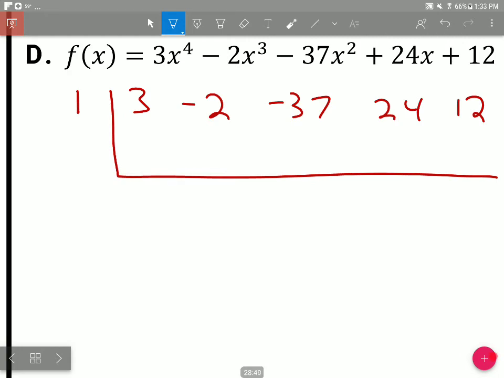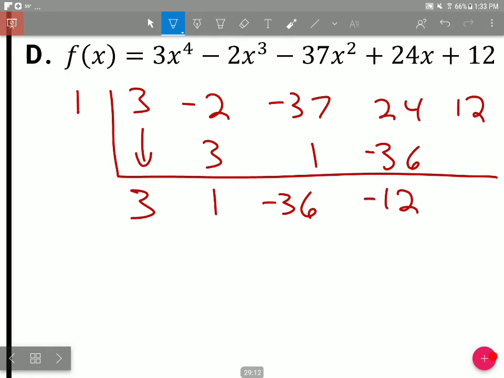Cool? All right. Drop down that 3. What's 3 times 1? 3. Add them up. What do you get? 1. Times 1 is? 1. Add them up. You get negative 36. Negative 36 times 1 is negative 36. Add them up. You get 12. Negative 12 times 1 is negative 12. Add them up. You get 0. So 1 is a root.